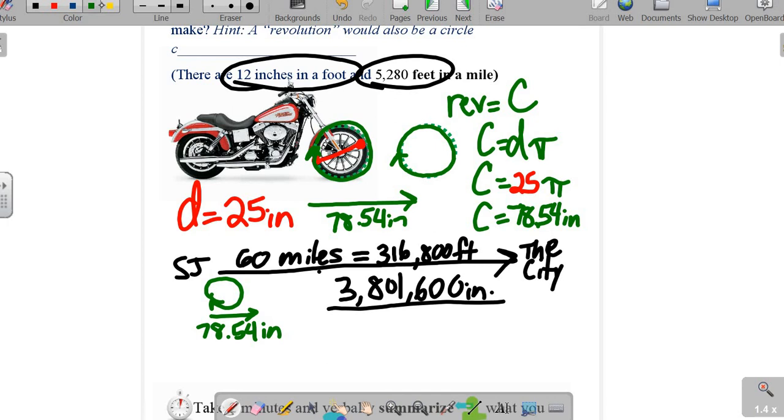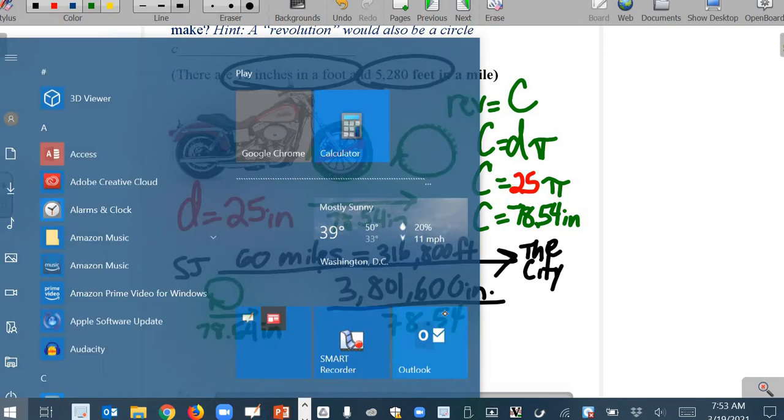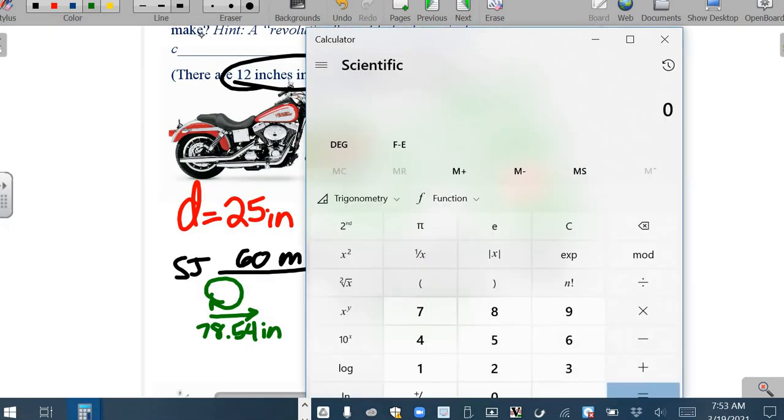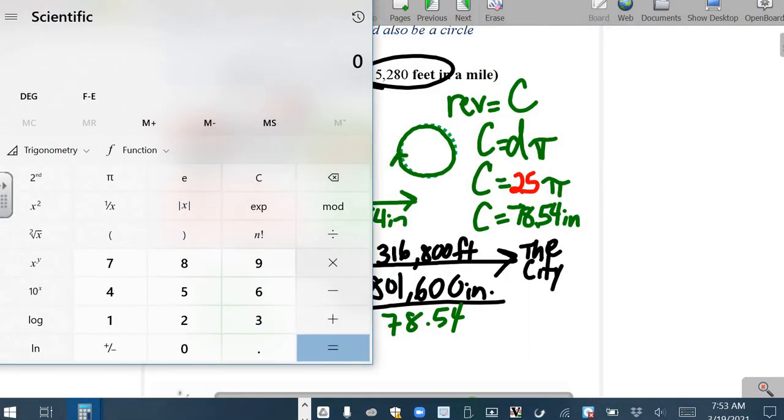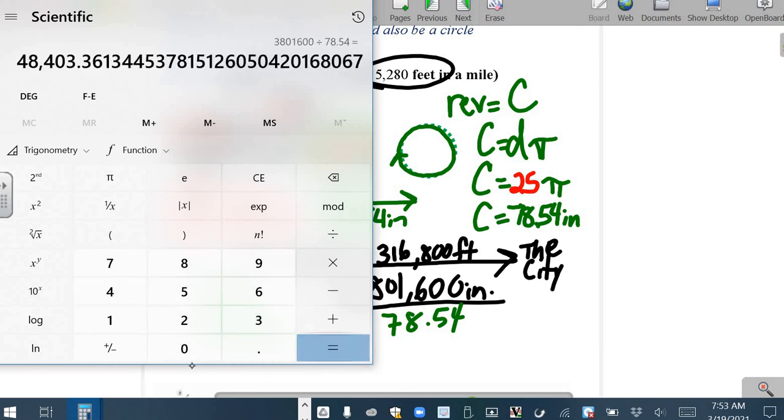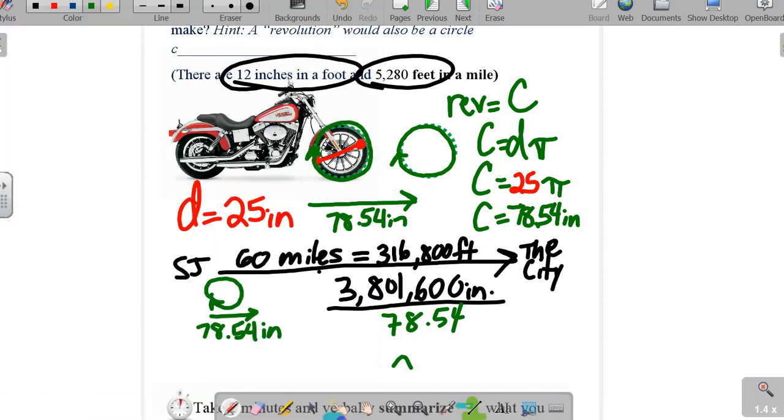Now, we divide by our single circumference, which is a single roll, 78.54. And we have 3,801,600 divided by 78.54. That's both in inches. And we get approximately 48,404 rotations, 48,404 rotations or revolutions.